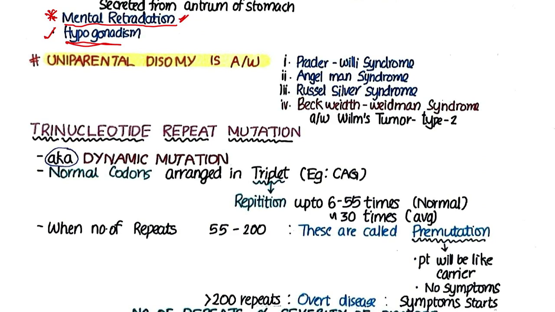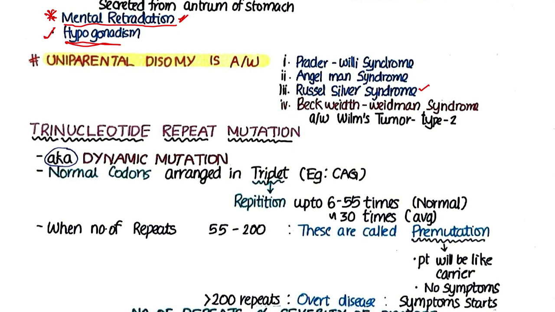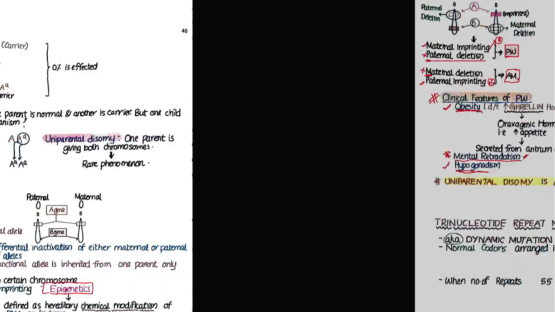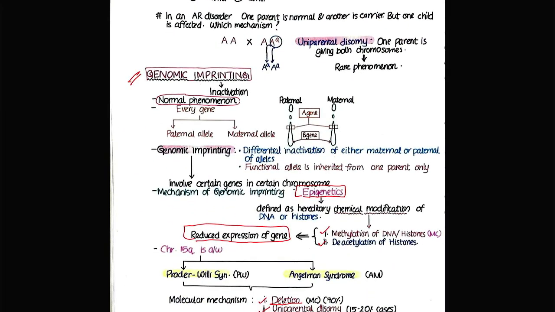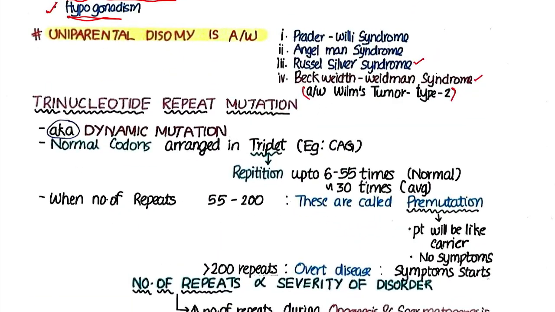Other examples of uniparental disomy are Russell-Silver syndrome and Beckwith-Wiedemann syndrome, which is associated with Wilms tumor. Right? So this is the third unclassical method of inheritance, that is genomic imprinting. Fourth unclassical mechanism of inheritance is trinucleotide repeats. Normally trinucleotides get repeated in our genome, but when these repeats occur more than what is required, meaning 6 to 55 times is normal, more than 55 times is abnormal, up to 200 we can tolerate. It is called pre-mutation.